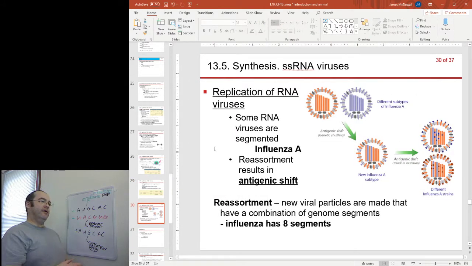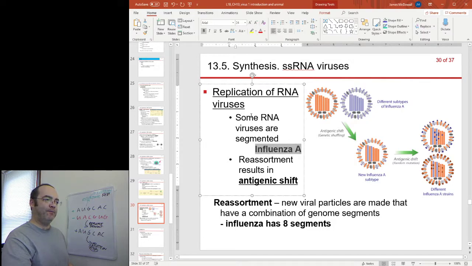Something else that is sometimes seen in single-stranded RNA viruses, be they positive or negative sense, is that some viruses, such as influenza A, have segmented genomes, which is just as it sounds. Influenza has 8 segments. You can see them represented as the orange dashes or the blue dashes.